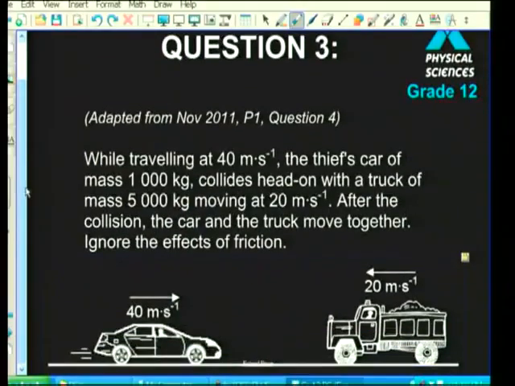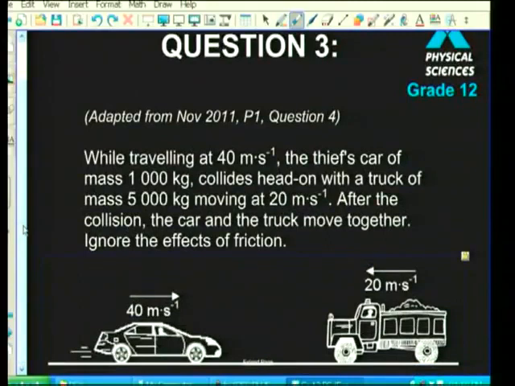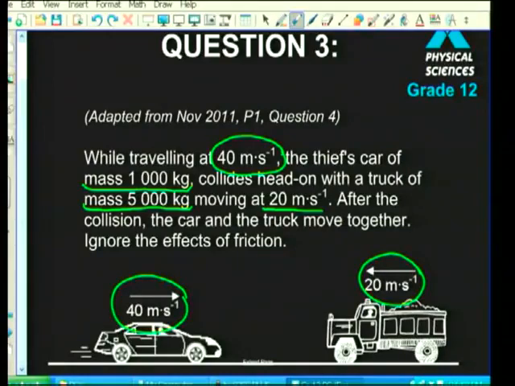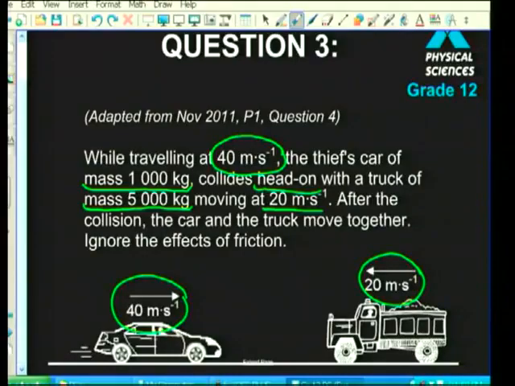Let's move on now to what else happens in this problem. While traveling at 40 meters per second, the thief's car, with its mass, collides head-on with a truck of mass 5,000 kilograms, moving at 20 meters per second. So we have the truck with its speed of 20 meters per second and the car with its speed of 40 meters per second. Notice they're moving in opposite directions and they collide head-on. After the collision, the car and the truck move together. That's helpful because it's telling us that their final velocity will be the same. Ignore the effects of friction.